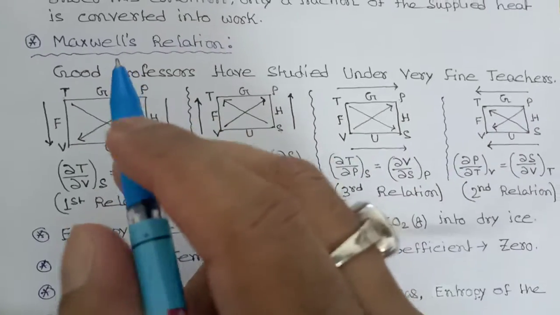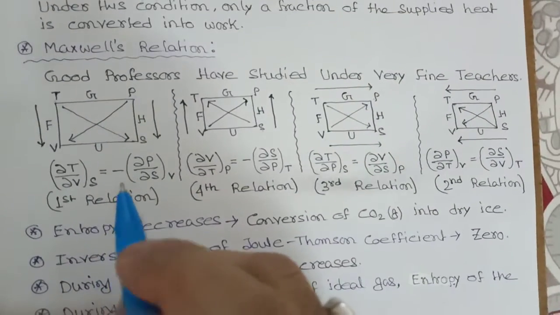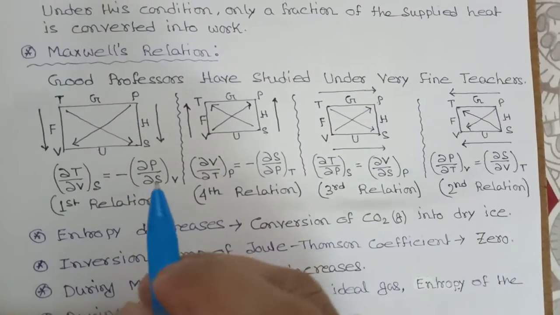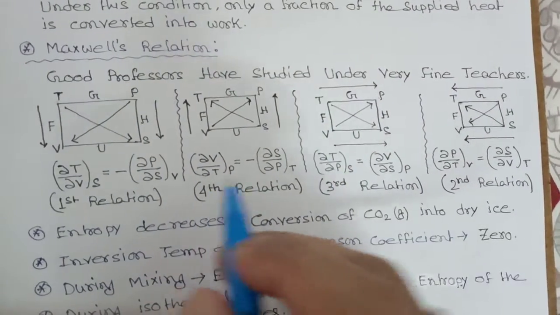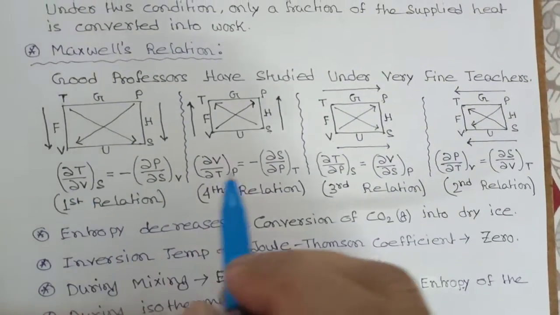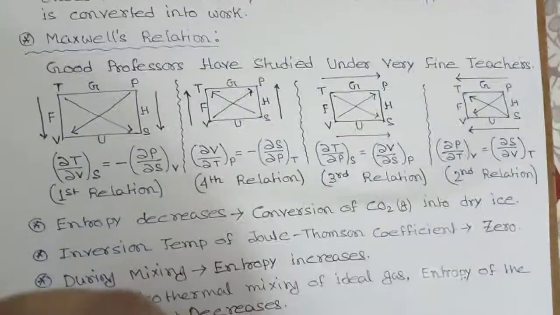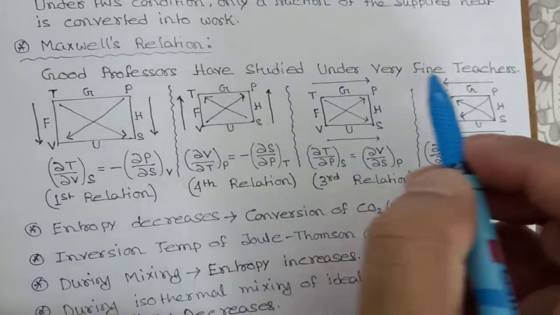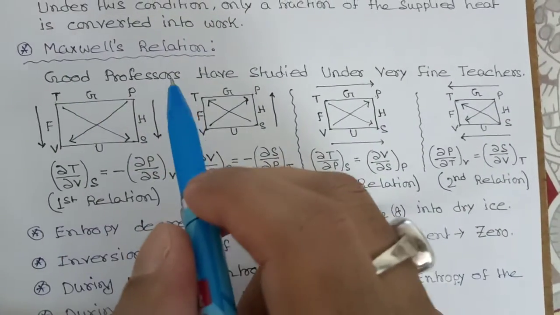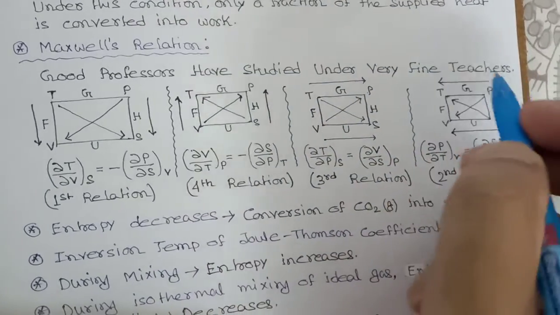Now the second topic is Maxwell relations. There are four relations. This is the first relation, this is the second one, this is the third one, and this is the fourth one. You can remember them in this way, or I have a trick to remember them. You have to remember this line only: Good professors have studied under very fine teachers.